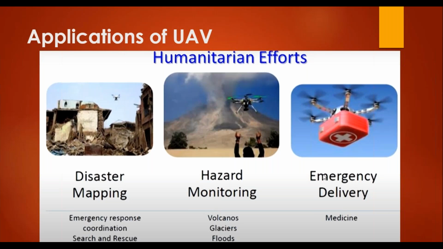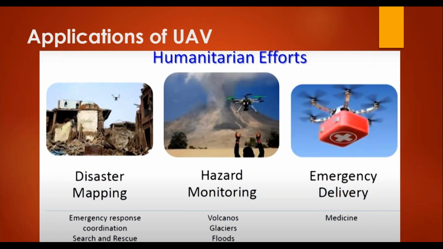The humanitarian efforts are also being carried out using UAVs, such as disaster mapping in the case of natural disaster for emergency response. Our police department, during the lockdown period, used the UAV drones to monitor the highly sensitive areas, and also for the post disaster assessment. For the post disaster assessment, UAV is being used.